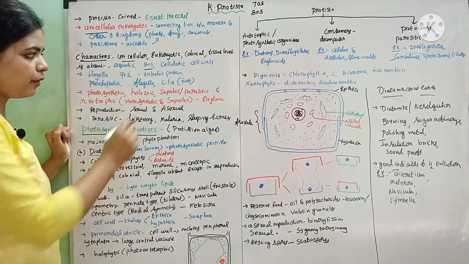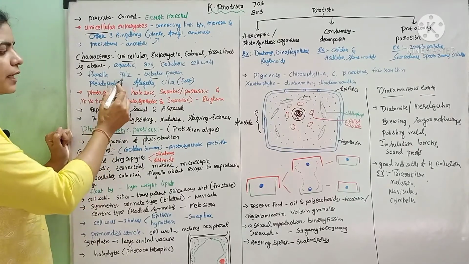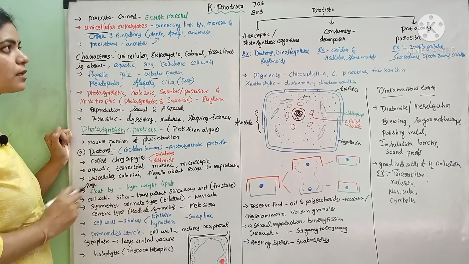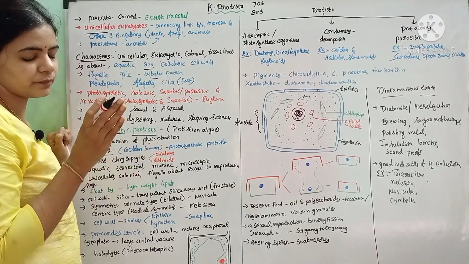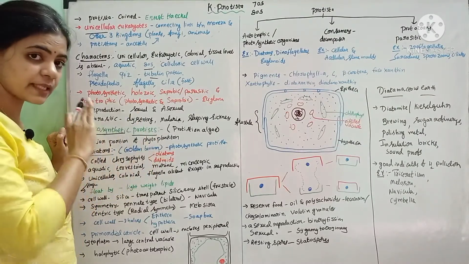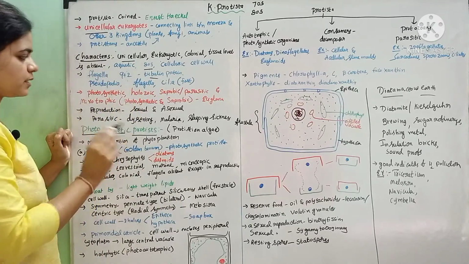It is made up of tubulin protein. The flagella is made up of tubulin protein, and flagella exhibits 9+2 arrangement. In prokaryotes the 9+2 arrangement is absent, and in eukaryotes flagella the 9+2 arrangement is present.